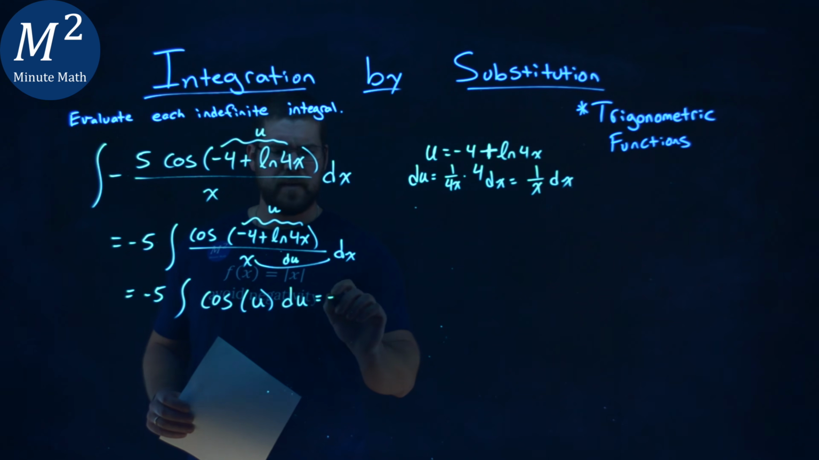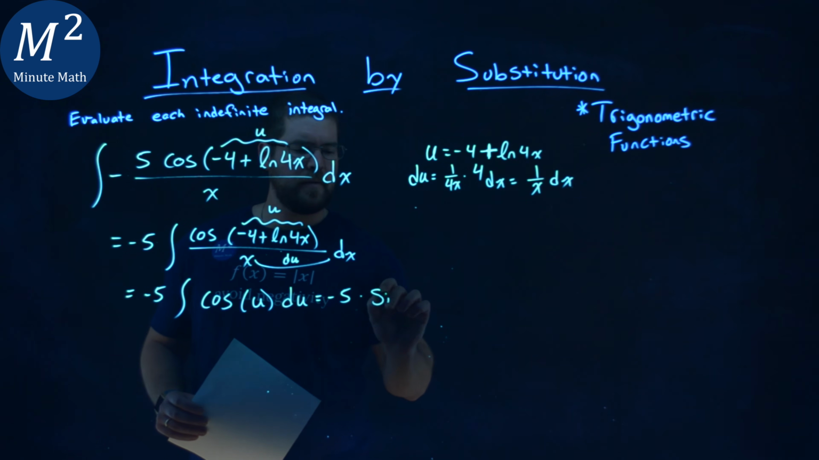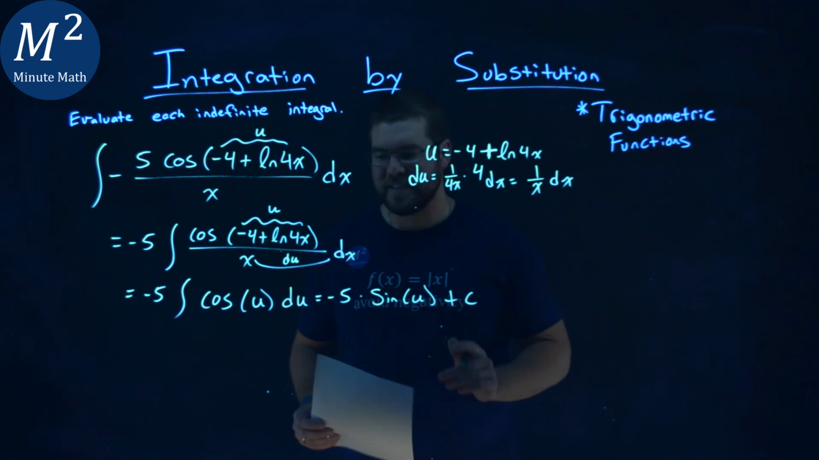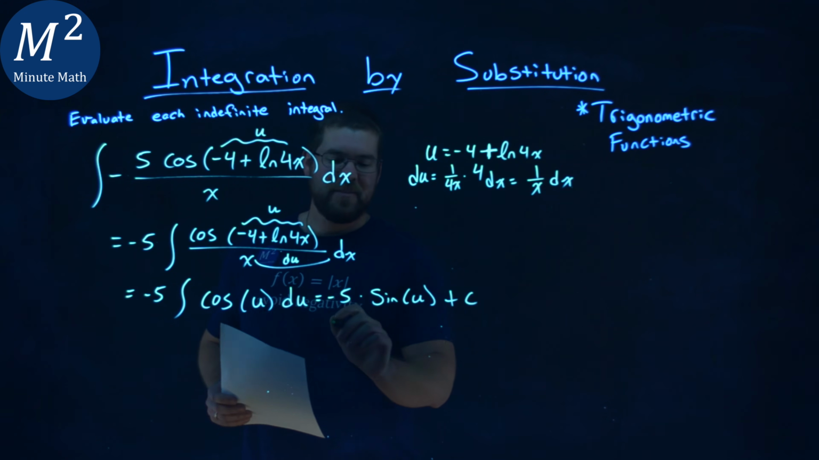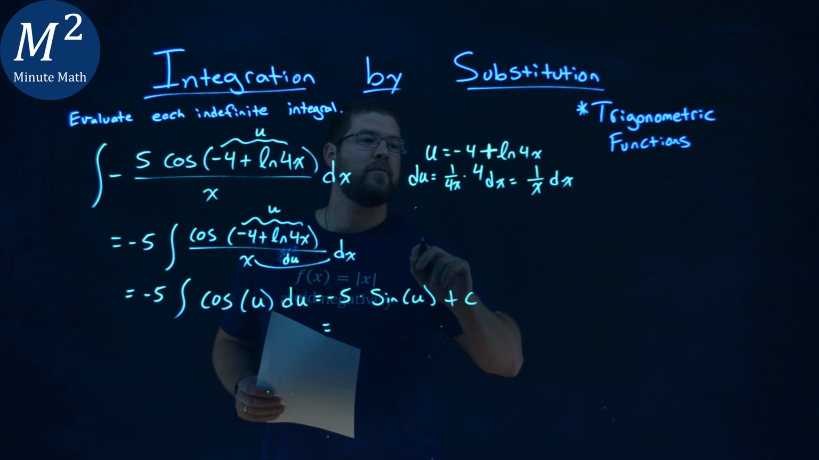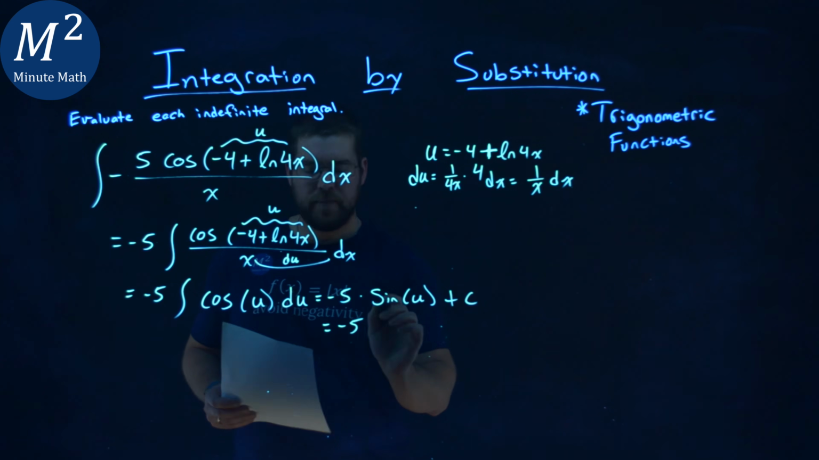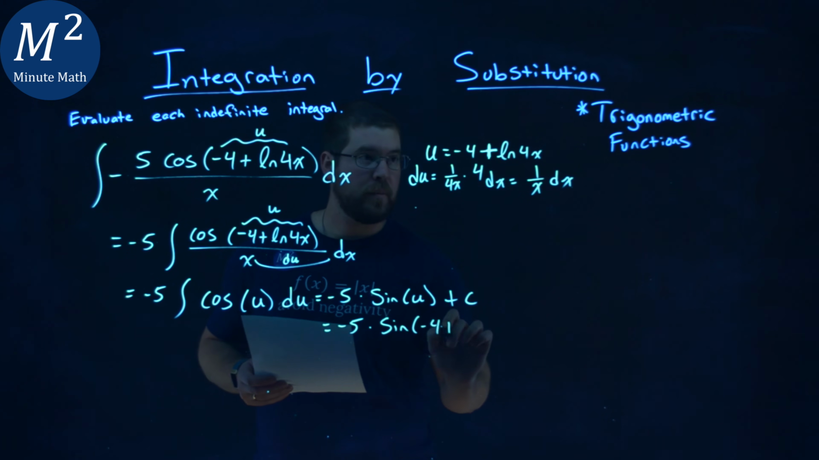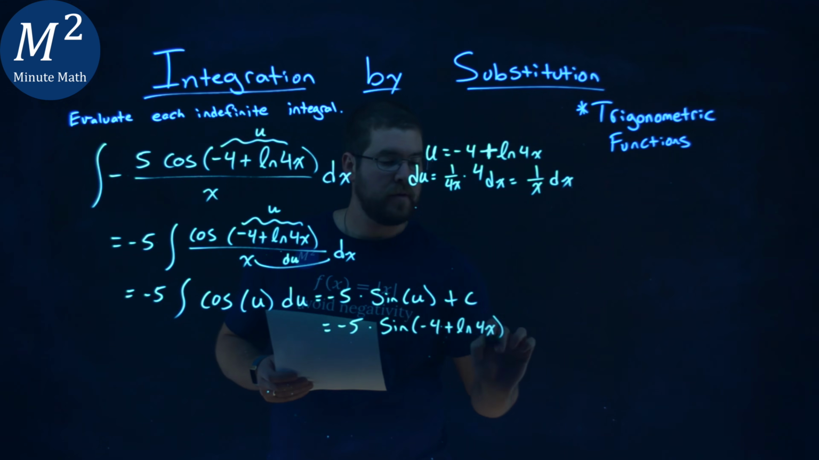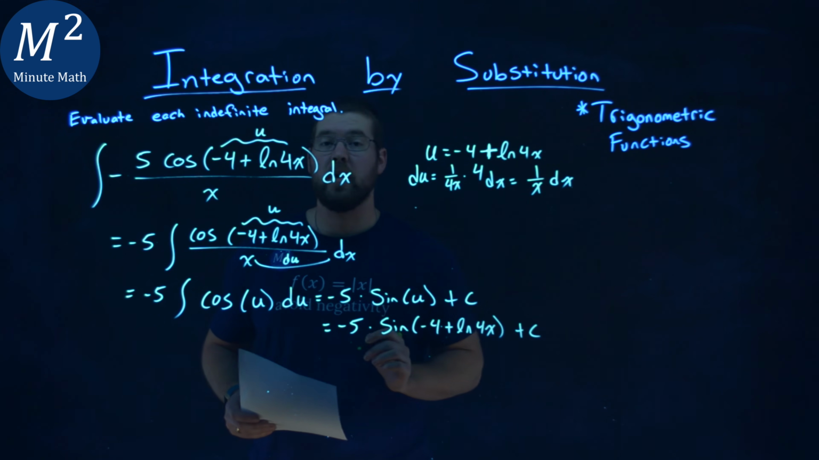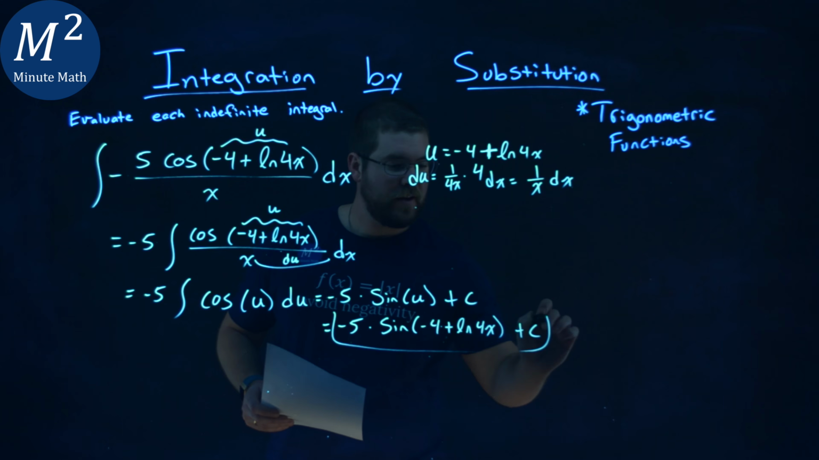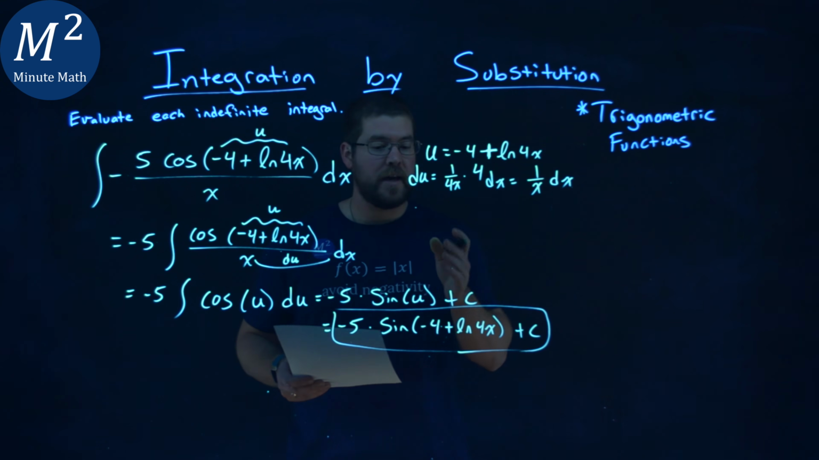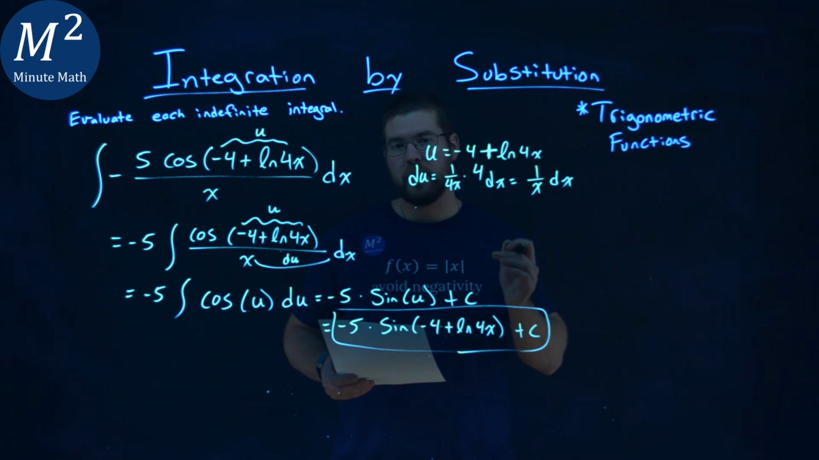From there, well, what's the integral of cosine of u? Well, it's sine of u, right? So we have negative 5 times the sine of u plus c. Don't forget the plus c. I almost did. Then from here, we know what our u value is, negative 4 plus natural log of 4x. So we plug that in. We have negative 5 times the sine of a negative 4 plus natural log of 4x. Then the plus c on the outside. Don't forget it. So again, our final answer here is a negative 5 times the sine of a negative 4 plus natural log of 4x plus c.